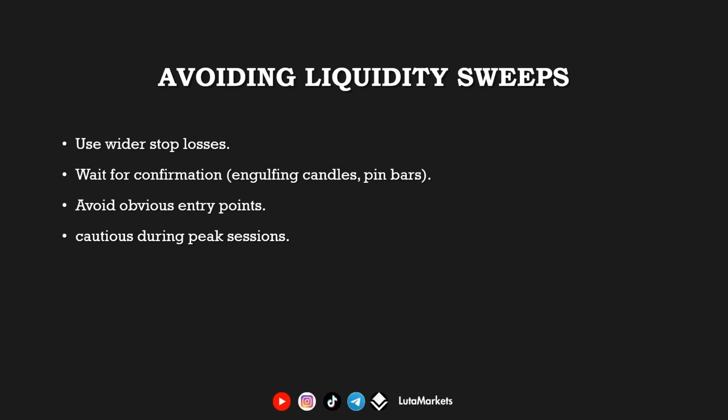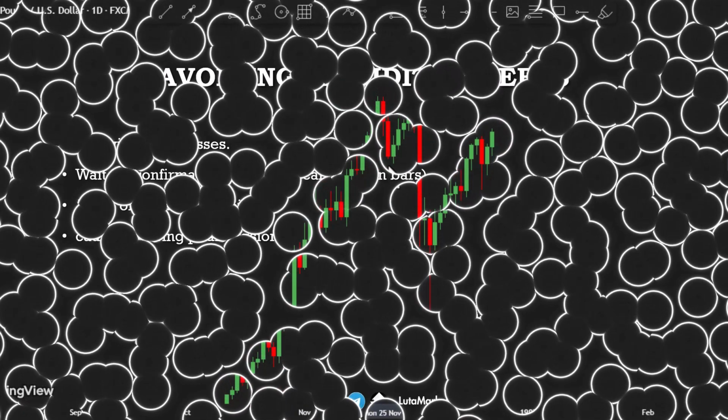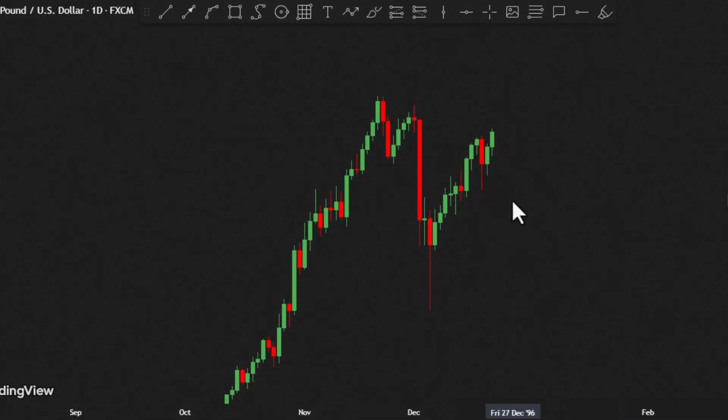If you apply these strategies, you'll start avoiding unnecessary losses and increase your win rate dramatically. The key is to think like the big players and anticipate their moves rather than reacting emotionally. Now you know exactly how to spot and trade liquidity sweeps like a pro. But this is just the beginning. There's so much more to learn about smart money concepts and market manipulation. The more you study these techniques, the better you'll get at trading with precision.